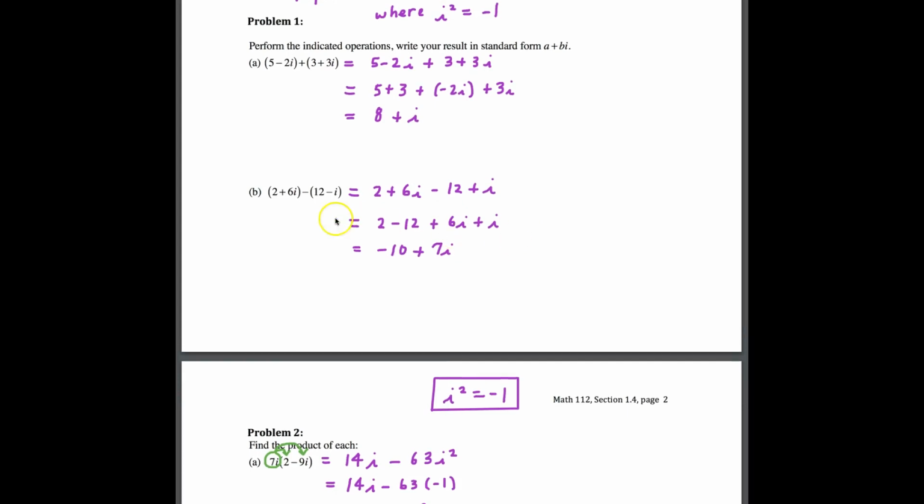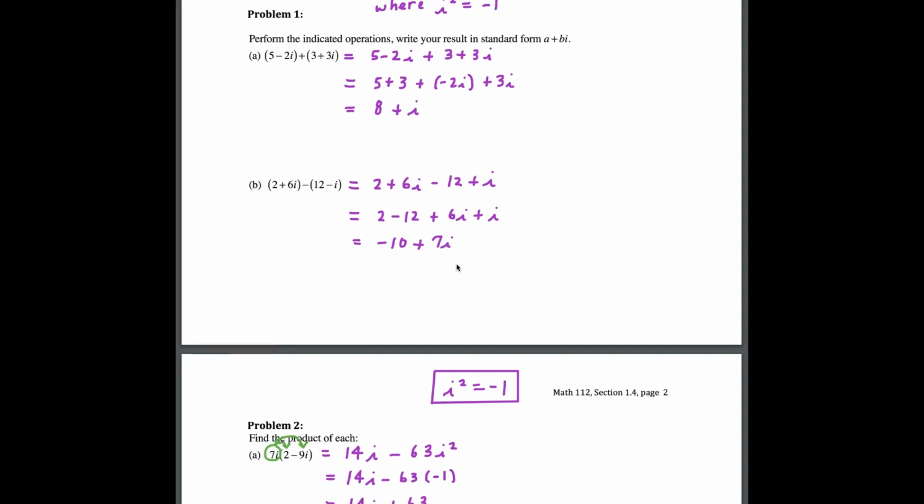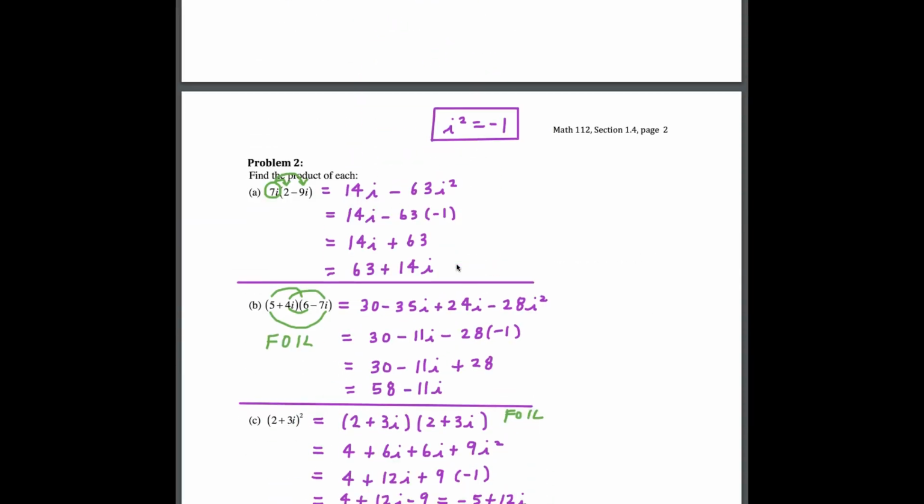When we subtract, the only thing we have to be aware of, since we're subtracting this entire complex number on the right, we have to distribute that negative sign. So it becomes 2 plus 6i minus 12 minus i. Let's regroup. We'll put the real parts together and then the imaginary parts together and simplify, and we get negative 10 plus 7i. All right, so that wasn't too bad.